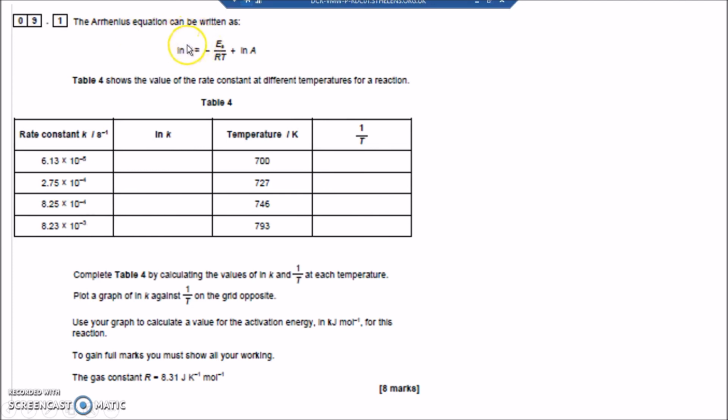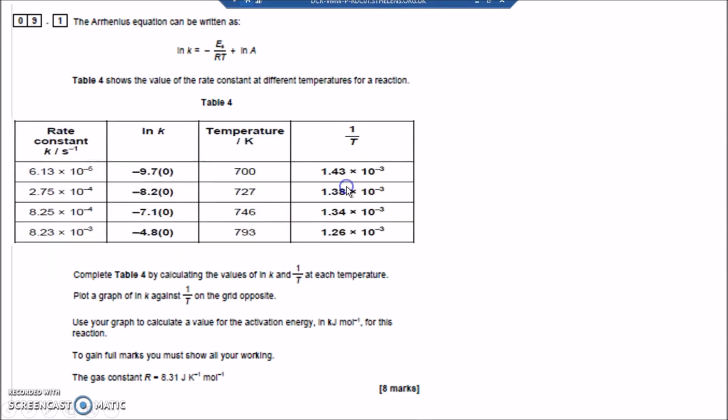9.1. This is the Arrhenius equation. Natural log of your rate constant equals negative activation energy divided by the gas constant times the temperature in Kelvin, plus natural log of a constant called the Arrhenius constant. So first of all, it guides you through. You've got the rate constants here. You need to press the natural log button and work out natural log of each of these rate constants, and you need to divide each of these numbers into 1. So 1 divided by each of these numbers, and you should end up with a table that looks like that.